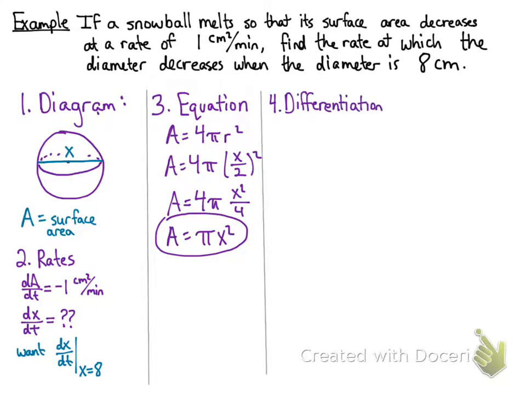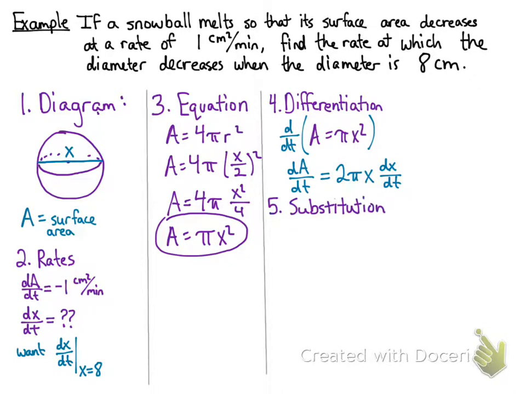Now I need to differentiate implicitly with respect to time. I'm going to take the whole equation and differentiate both sides with respect to time. On the left, I just get the derivative of area with respect to time, and on the right, pi times 2x, or 2 pi x, times the derivative of x, 2 pi x dx/dt.